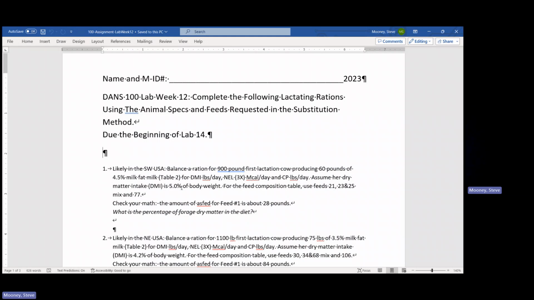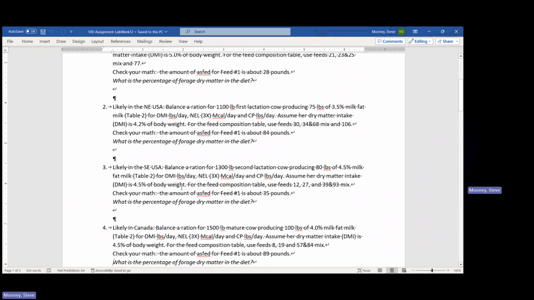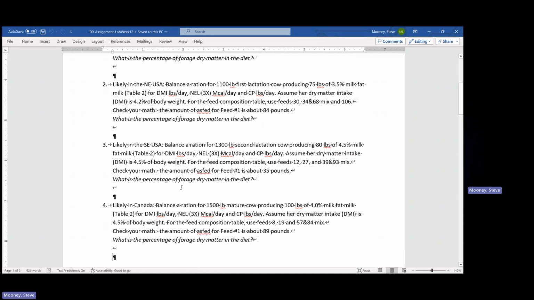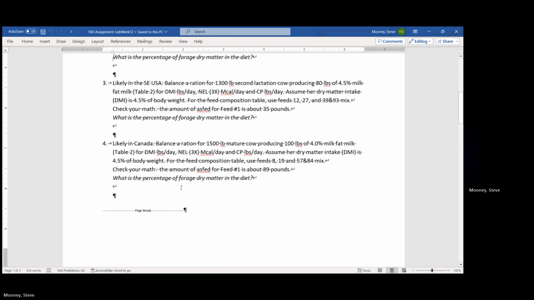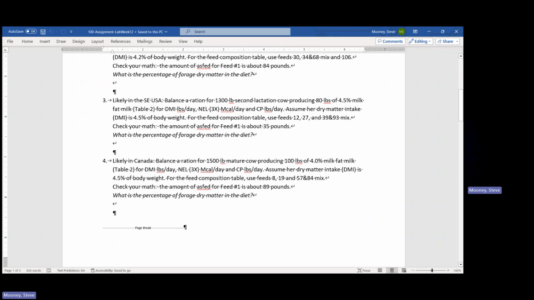So we've got those. Number 2, likely a Northeast ration. Again, we got an animal description, 4.2% of body weight. We got feed composition. We're using feeds 30, a mix of 34 and 68, and then 106. Southeast diet, typical probably Georgia.